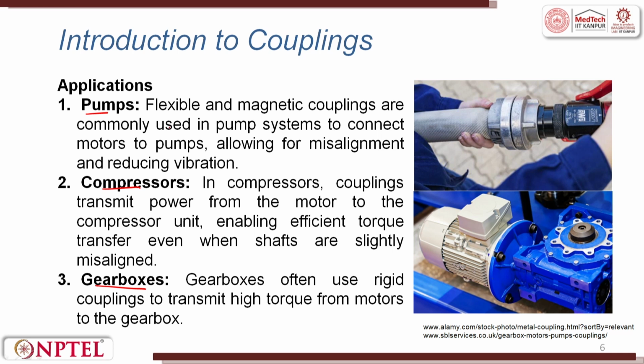For example, in pumps, flexible and magnetic couplings are commonly used, and these help to connect motors to pumps. This allows for misalignment and reduces the vibration. In compressors, couplings transmit power from the motor to compressor. From the motor to compressor unit, the power is transmitted, which enables efficient torque transfer even when shafts are slightly misaligned. You can see, this is the motor and this is our compressor unit. So, power is transmitted here.